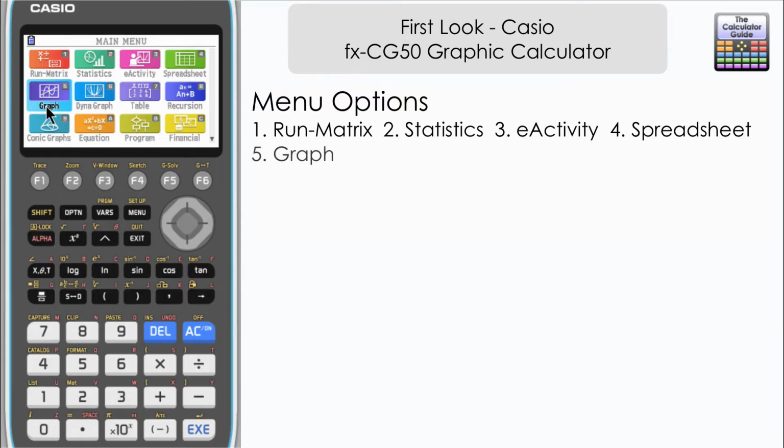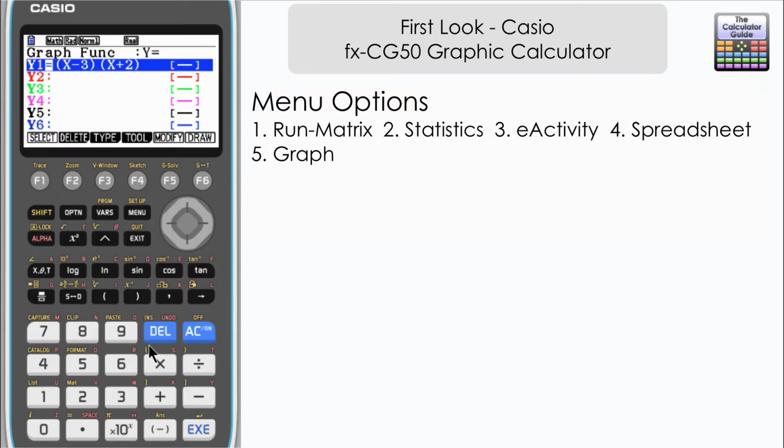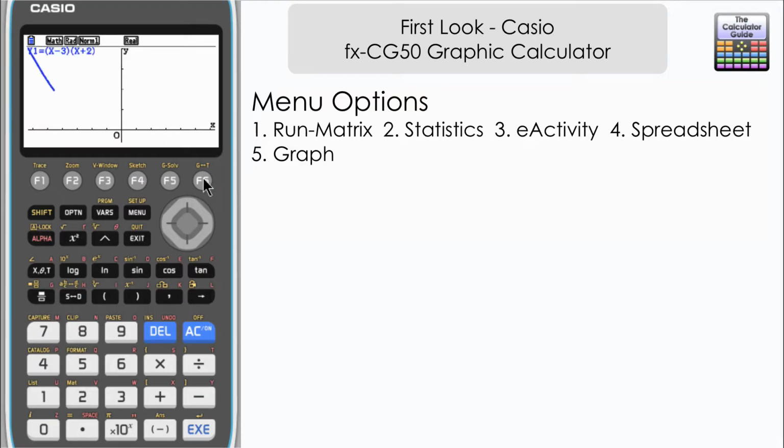And here we have the graph function. So let's go in and have a look at this. Now I've already inputted a graph in here. So (x - 3) in brackets, (x + 2) in brackets. We're going to have a go at drawing this particular graph. Some of you may recognize it's a quadratic equation. So here we have a quadratic graph and we have the nice U-shaped curve being produced.